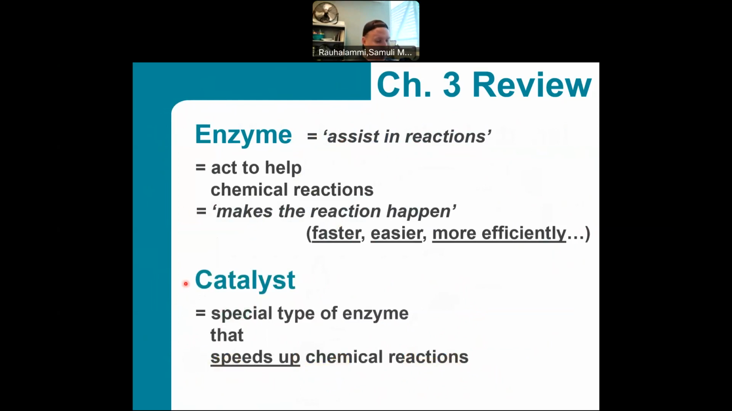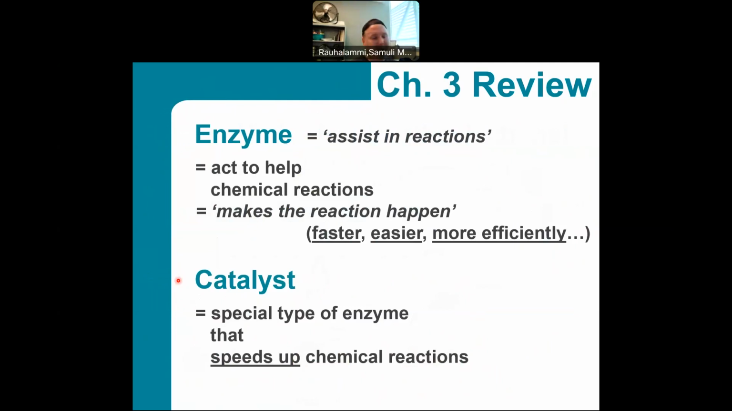One typical enzyme that we see a lot of the time is a catalyst. Catalysts are enzymes that speed up chemical reactions. And sometimes there is this misconception that all enzymes would be catalysts. That's not the case. Catalyst is an example of an enzyme, and catalyst simply is an enzyme type that helps to make the reaction happen much quicker. I hope that makes sense.